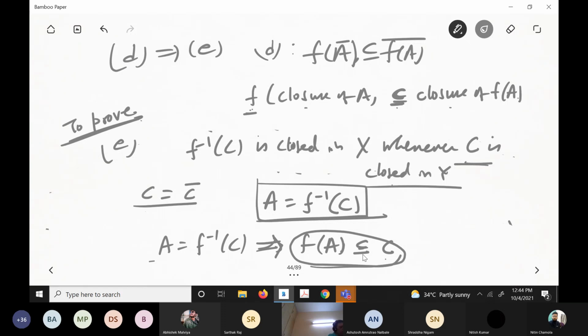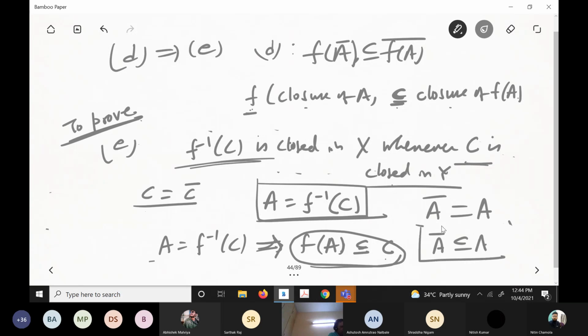Then it's fine. Because look, I want to show that F inverse C is closed. I have taken this, that means I'll have to show A bar equal to A. But A is always contained in A bar, so I need to only show this. This only I need to show. Now, E implies A.